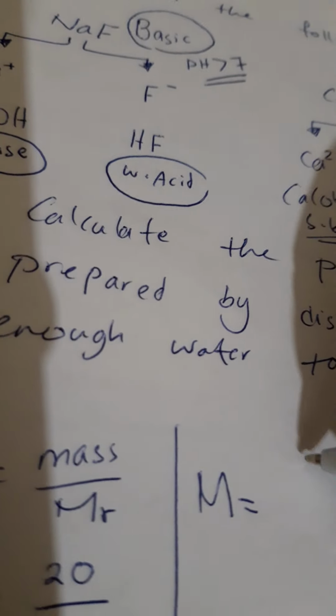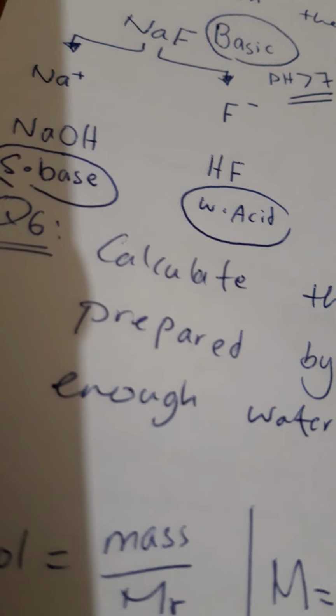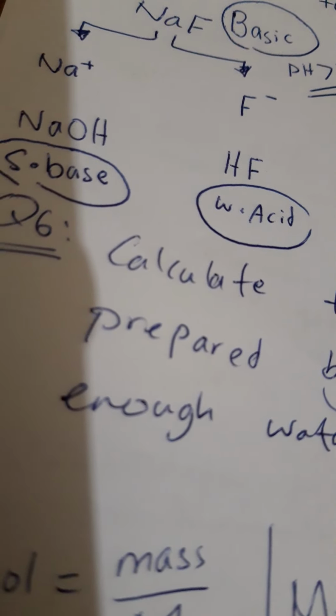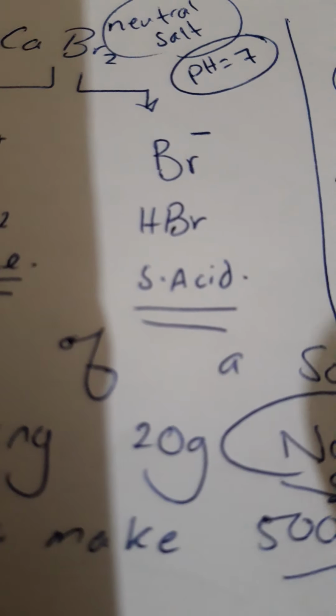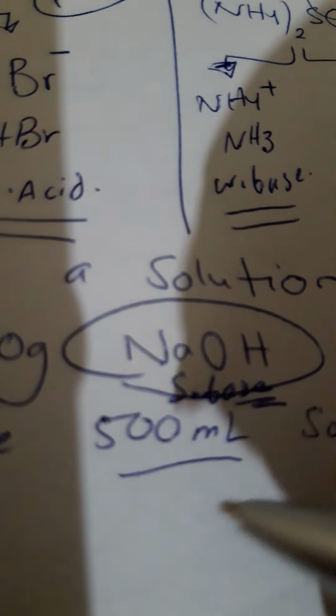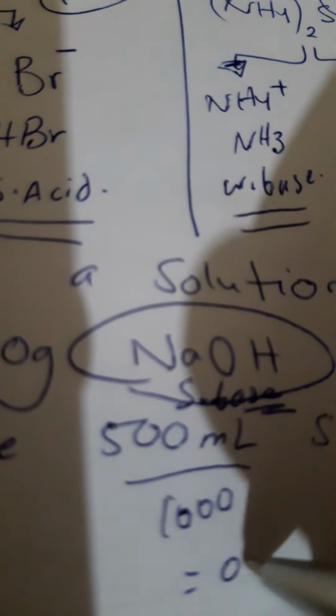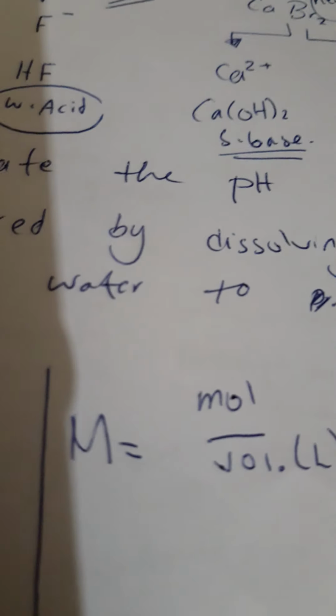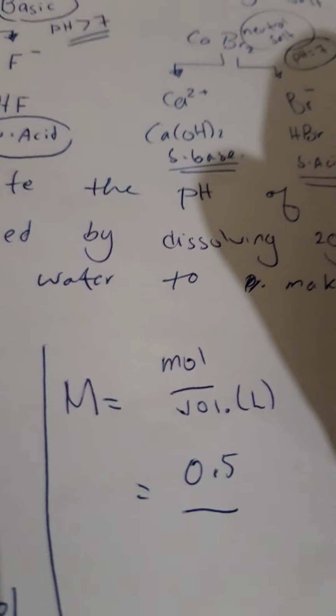We need to calculate the molarity of the sodium hydroxide solution, the strong base we have here. Molarity equation is mole over volume. But be careful: the volume should be in liters, and here we have the volume in milliliters, so we need to divide by 1000 to have half a liter. So the number of moles here is half, as we calculated, guys, and the volume is also half.